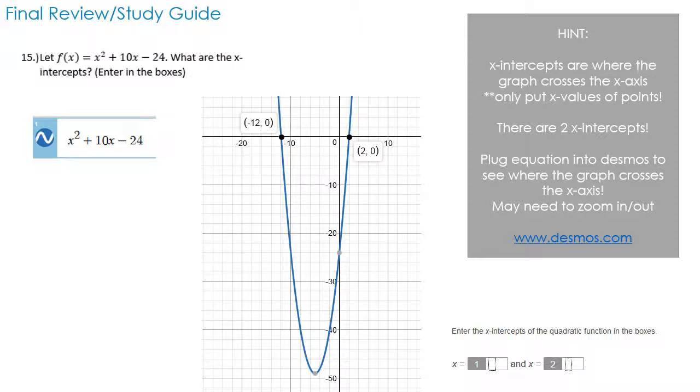So we can go ahead and plug this into Desmos.com to graph our equation or function and see where the graph crosses the x-axis. So when we do that and we plug in x squared plus 10x minus 24, we get this graph here, and we just care about those two points where it crosses the x-axis. And we only care about those x values. So it's going to be at x is equal to -12 and 2. And those are our two solutions.